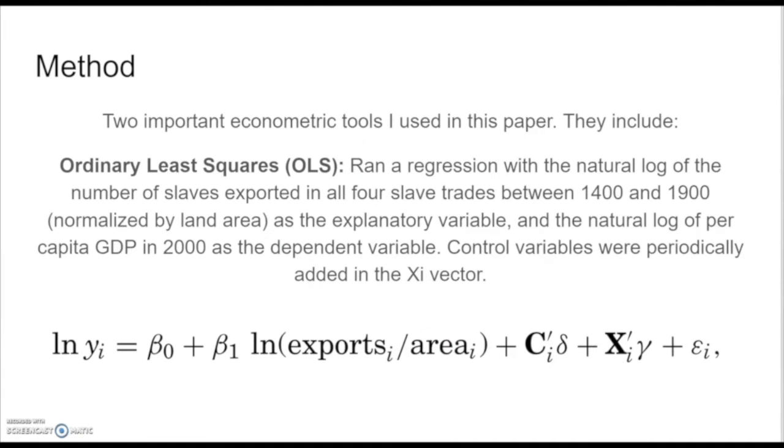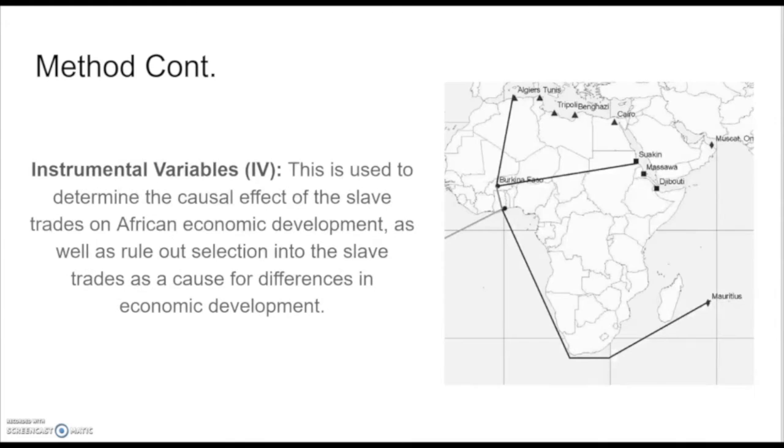Methodologically, two important econometric things were used. First, ordinary least squares regression. A picture of the main basic specification is shown here below of the natural log of the number of slaves exported being regressed to show the impact that it had on the natural log of per capita GDP in 2000. Also, control variables were included to get rid of state-specific effects, which included control variables such as rainfall and geographic proximity to the equator. The second thing used was instrumental variables.